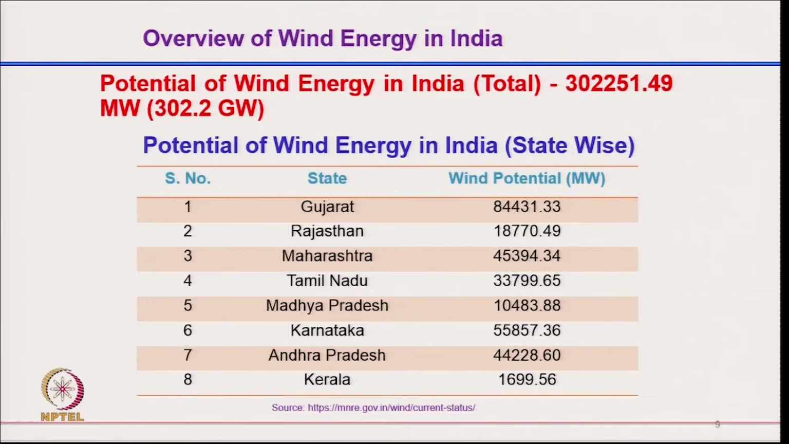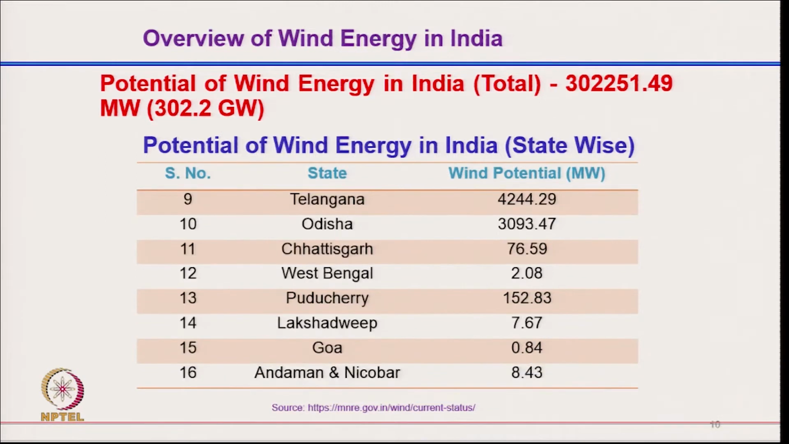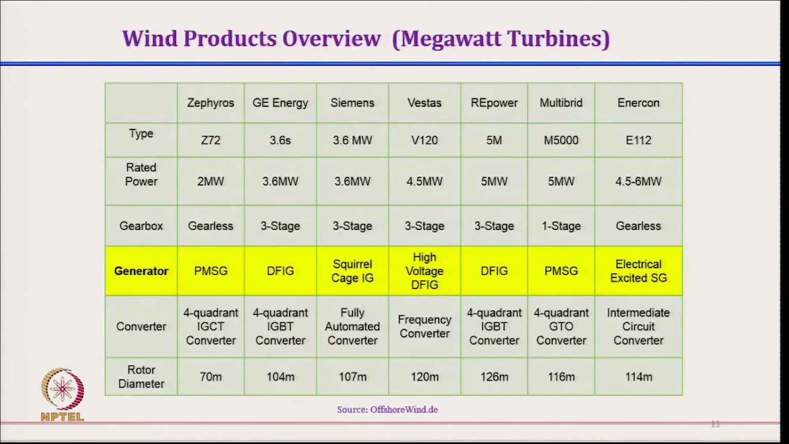The total potential is 302.2 gigawatt, with different potential in different states of India. And this is the wind products overview in megawatt turbines from Goldwind, GE Energy, Siemens, Vestas, REpower, Multibrid and Enercon, and they are using different generators like permanent synchronous generator, doubly fed induction generator, squirrel cage induction generator, then high voltage doubly fed induction generator, permanent magnet generator, and electrically excited synchronous generator.